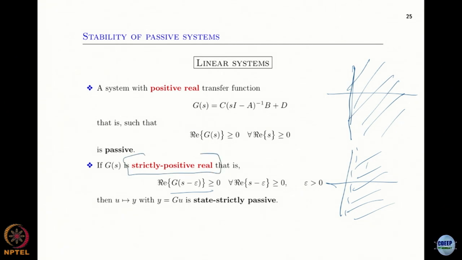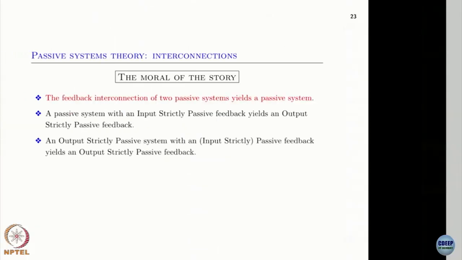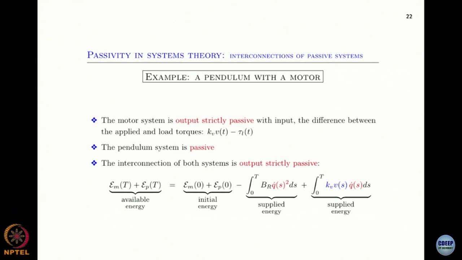Now, strict positive realness is a very strong property for a system to have. It basically means that the system is strictly passive in the whole state. I didn't speak about state strict passivity, but you can just think of this as having, in the energy balance equation, instead of a Q dot, the whole state, X.